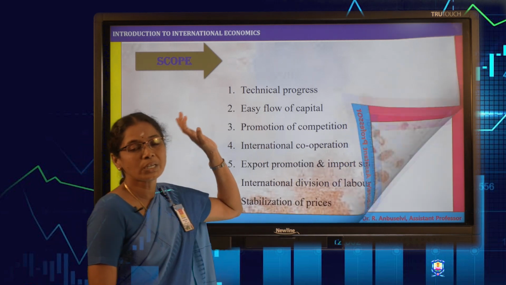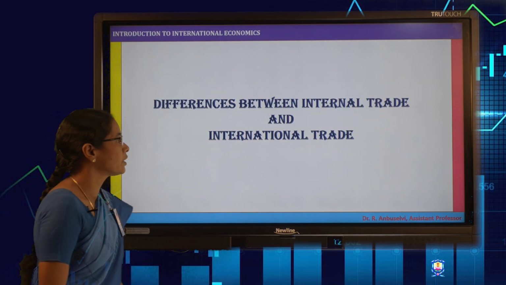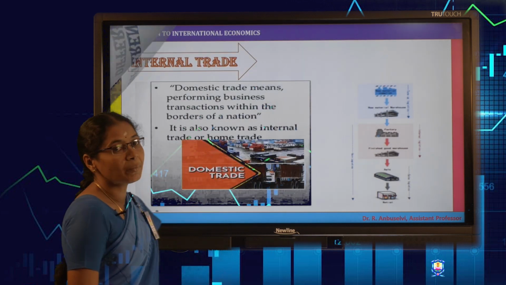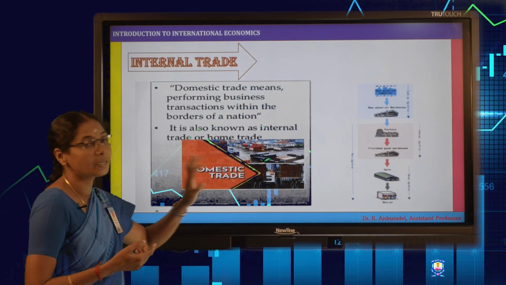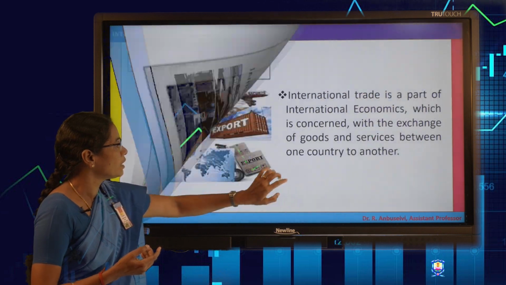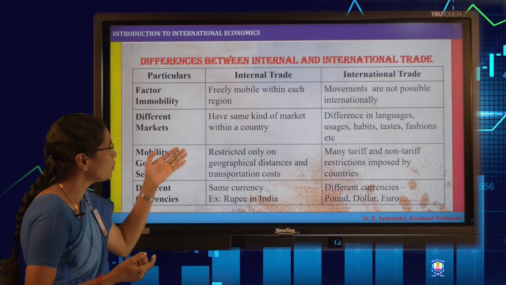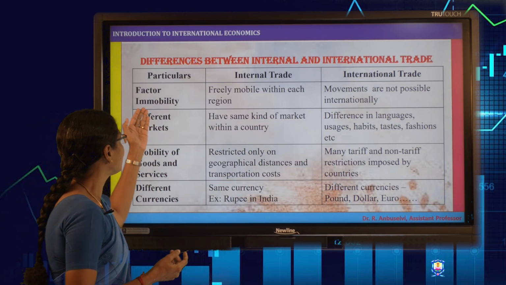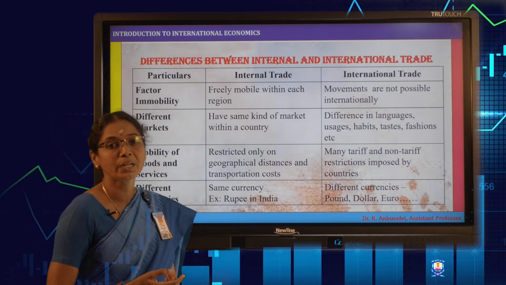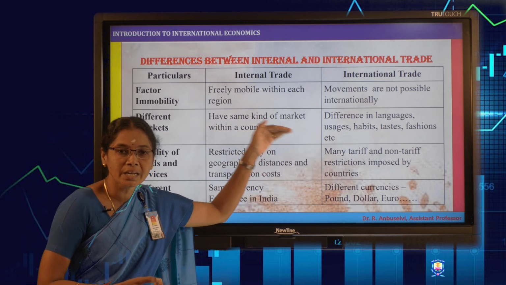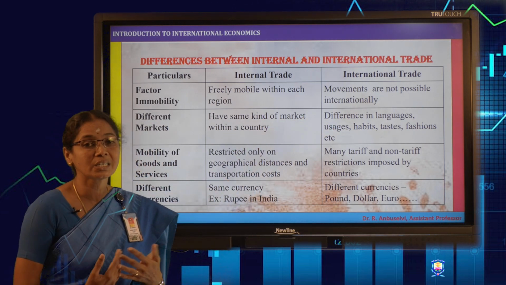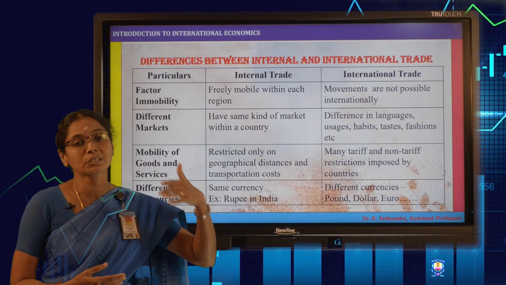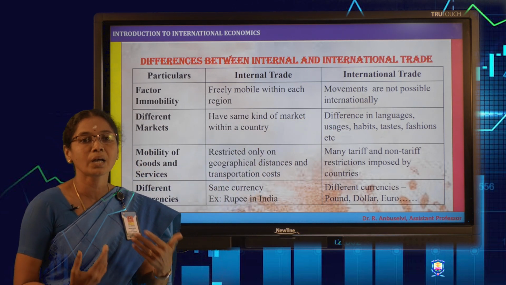Next we will see what is the difference between internal trade and international trade. Internal trade means trade within a country, and international trade means trade between the countries. The main difference between these two, first and foremost, is factor immobility. Within a country, factors can easily move from one place to another, but between countries, factors, either labor or capital, can't easily move from one place to another.